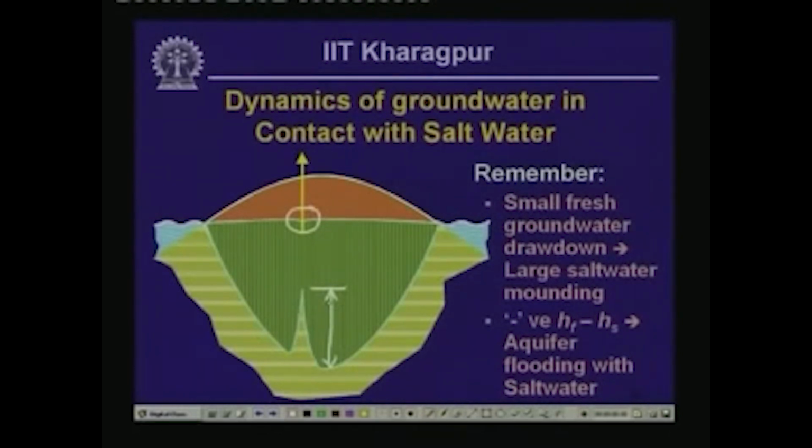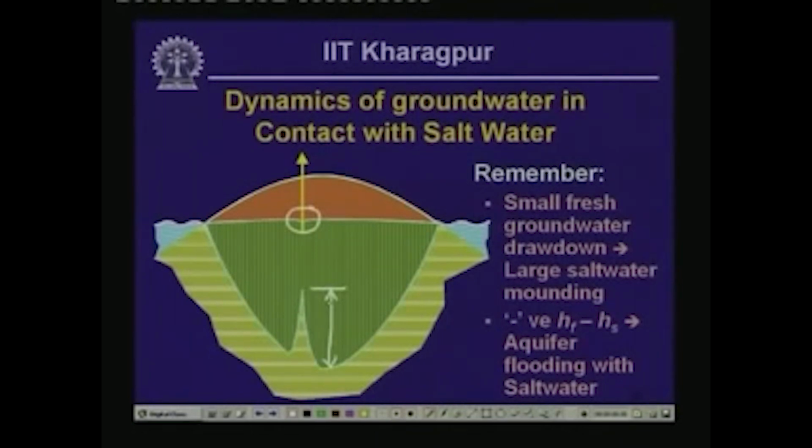You should also consider the equation that I gave in the previous slide, and you should see that you cannot sustain a negative value of HF minus HS. In other words, the elevation of the freshwater level should be above the surrounding seawater level, and if the water table lowering is so much that the freshwater elevation goes down below the surrounding seawater level, then the aquifer gets flooded with salt water.